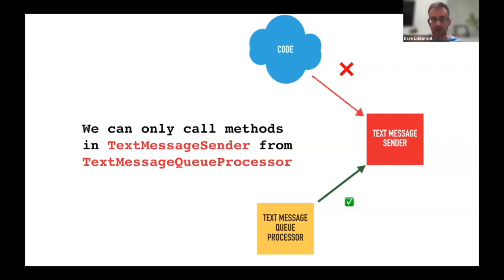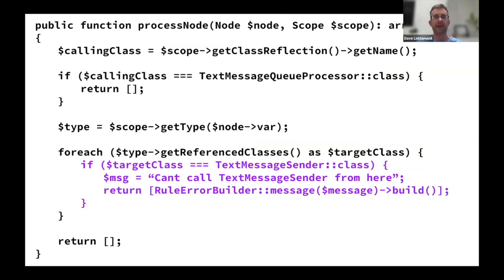And remember, at the start of this rule, we said if we are in text message queue processor, we exit because we know that's okay to call text message sender. So if we've got to the lower part of this rule, then we must be in our generic code and we are calling text message sender. So we'll just have a look there. Hopefully that makes sense in terms of what's going on.